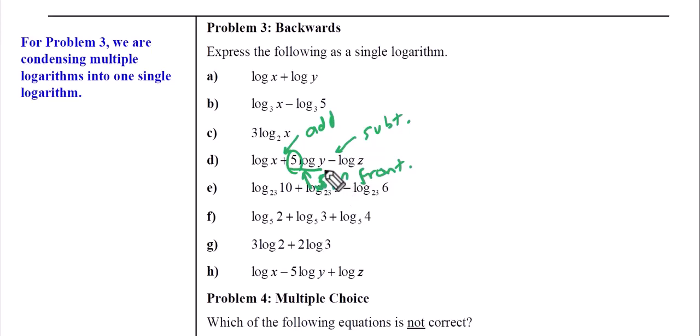Now, with these words in place, look back at the previous video or the other part of your notes and note what the corresponding property is, right? If I add, I multiply. If I subtract, I divide. If I have a number in front, it goes up as a power. So this is pretty much telling you what to do. Instead of adding, I'm going to multiply. Instead of being in front, it's going to go back up as a power. And this 5 only belongs to this y. It doesn't belong to the x. It doesn't belong to the z. And then subtraction implies some division.